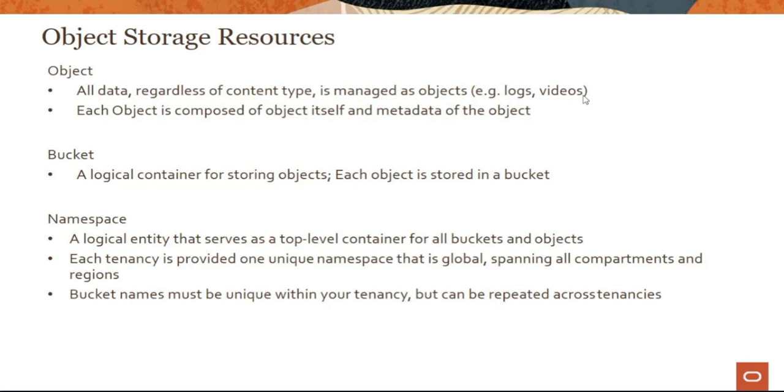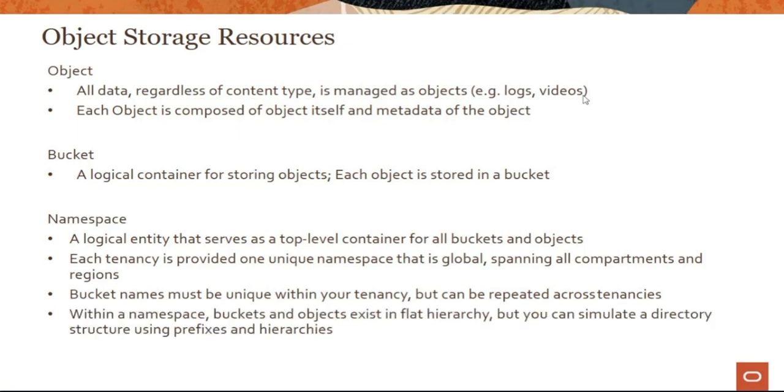So bucket names must be unique within your own tenancy, but can be repeated across tenancies, because the real unique identifier here is the namespace. Now this is different than, let's say, Amazon S3, where your bucket names have to be globally unique. In case of OCI, bucket names have to be unique within the tenancy, because the unique identifier here is the namespace, which is similar to your tenancy. Within a namespace, buckets and objects exist in flat hierarchy, but you can simulate a directory structure using prefixes and hierarchies, and we'll look into this in the next slide.